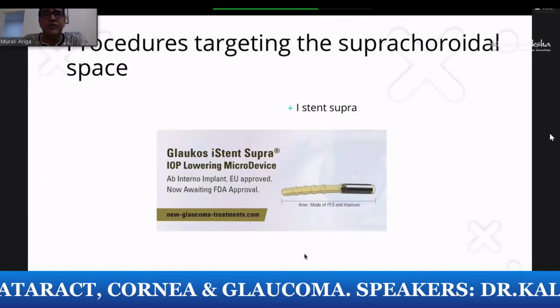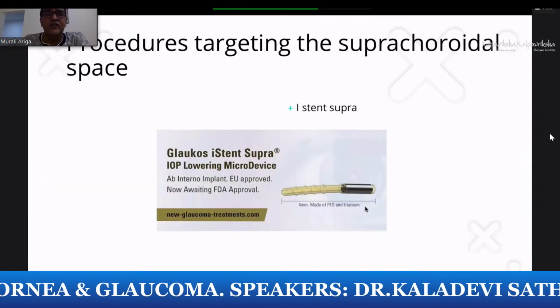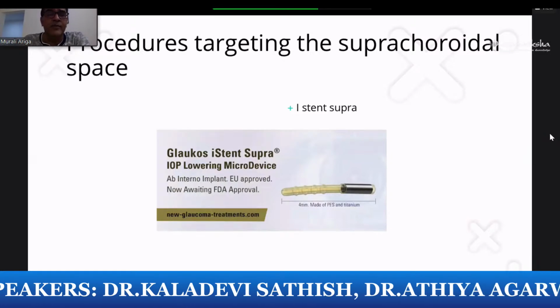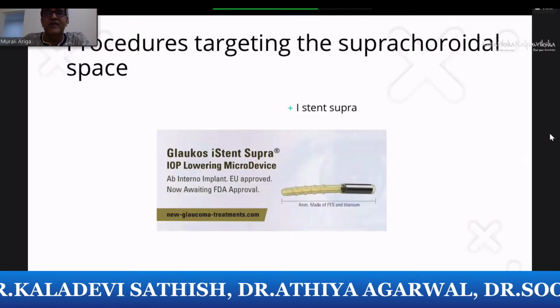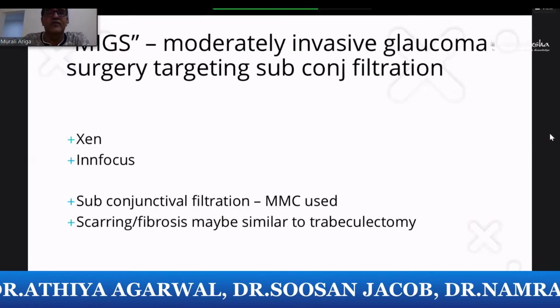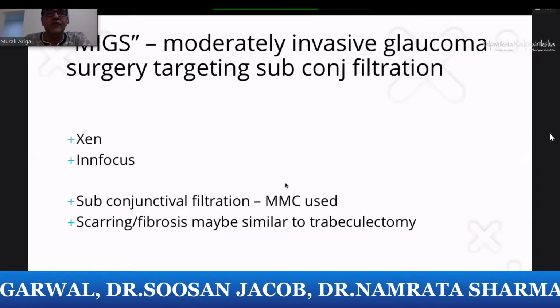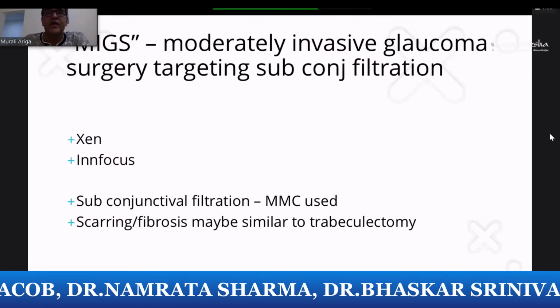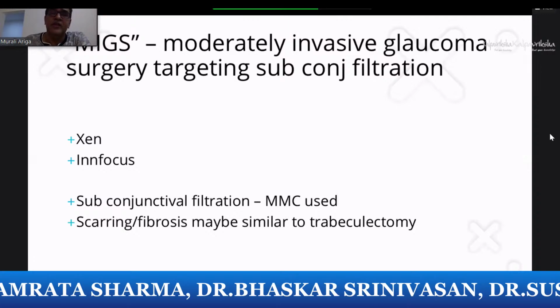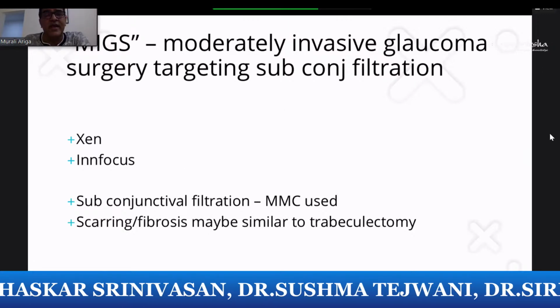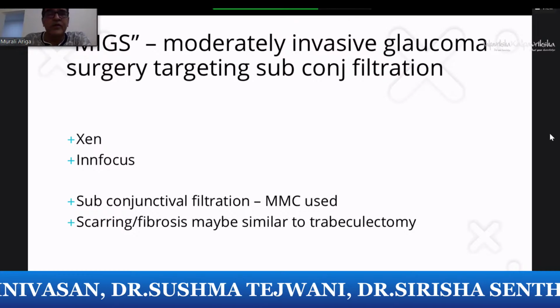Procedures which target the suprachoroidal space include the iStent Supra, which is almost awaiting FDA approval, and is another interesting device, which has to be done by inserting the device into the suprachoroidal space. So in MIGS, we have 2 other devices which are also coming into the market and probably show some promise. This next group is moderately invasive, I would call it, not minimally invasive. It uses subconjunctival filtration, mitomycin can be used, and it is somewhat similar to trabeculectomy.